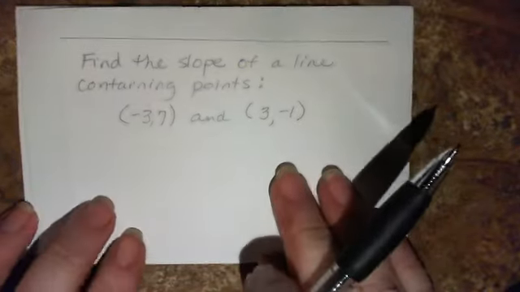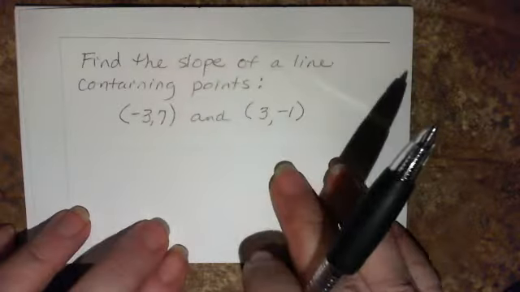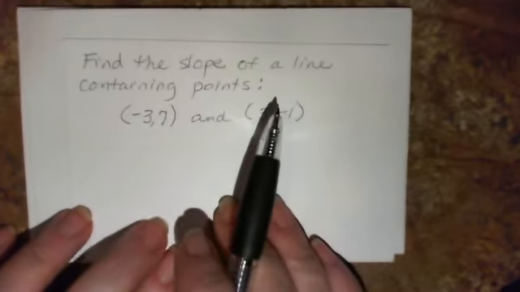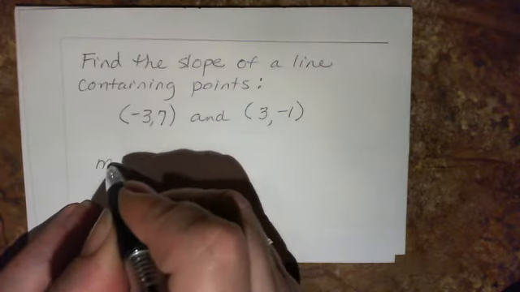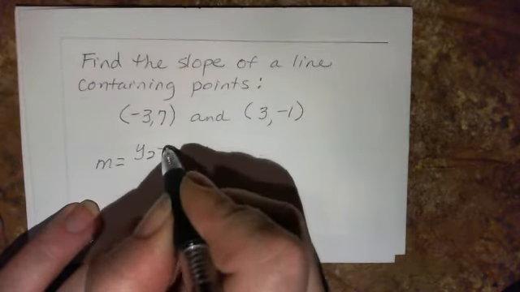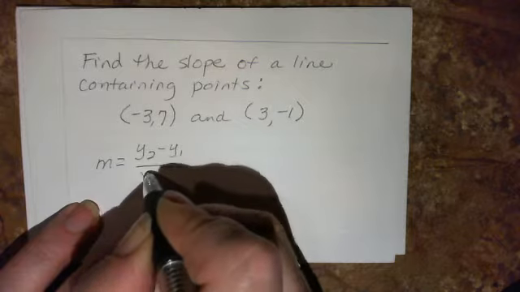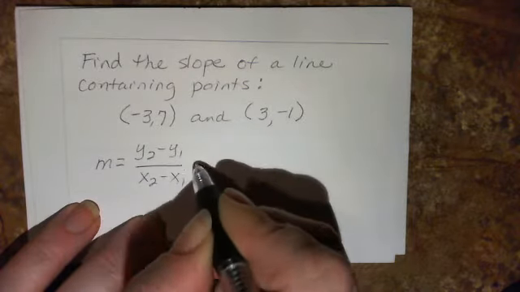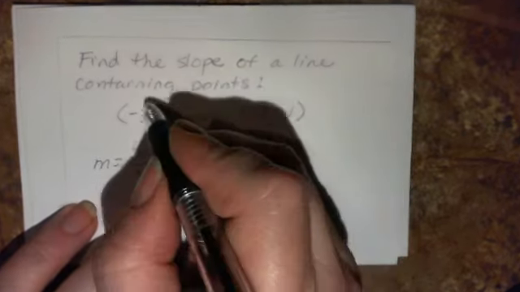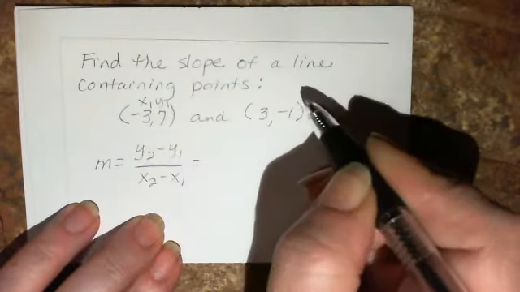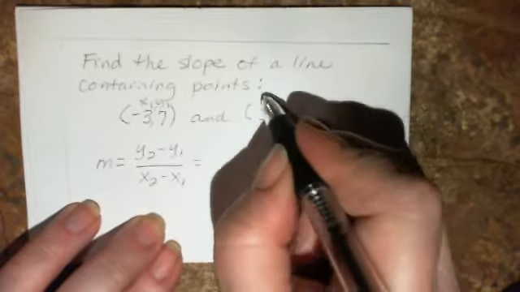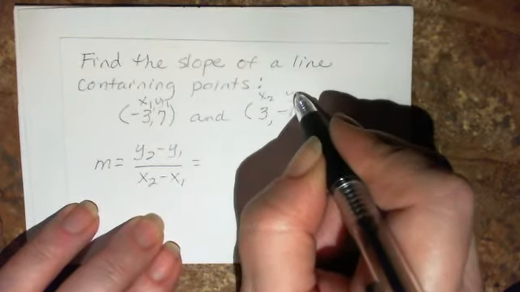Find the slope of the line containing these points. So again, we see we have 2 points and we want to find the slope, so we're going to write the slope formula. M equals y2 minus y1 over x2 minus x1. And then we might label our points. This is our first point, so x1, y1. And second point, so x2, y2.